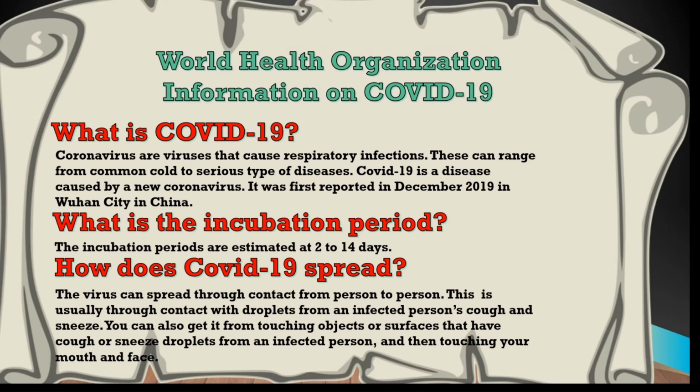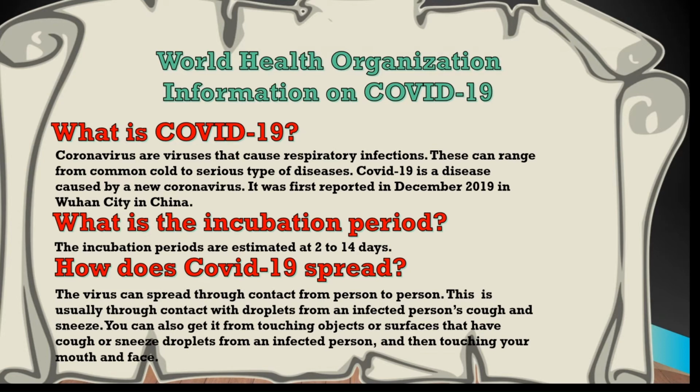World Health Organization information on COVID-19. What is COVID-19? Coronaviruses are viruses that cause respiratory infections. These can range from common cold to serious types of diseases. COVID-19 is a disease caused by a new coronavirus. It was first reported in December 2019 in Wuhan City in China. What is the incubation period? The incubation periods are estimated at 2 to 14 days.